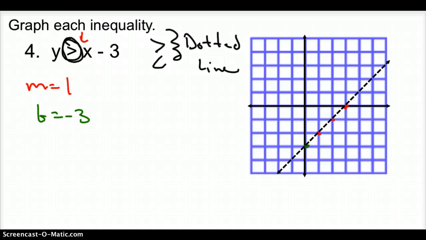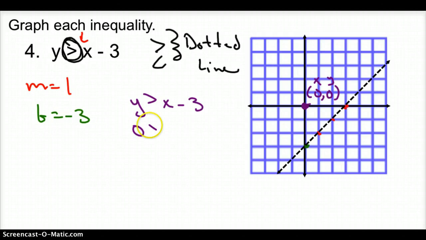Another thing is that we have to shade on one side or the other because there are coordinate points that make this true. And how do we do that? I'm always going to pick, for right now, coordinate point 0, 0. Remember, this is an x and a y. So I'm going to put 0, 0 in for x and y. So my equation was y is greater than x minus 3. So I'm putting 0 in for y, greater than 0 minus 3.